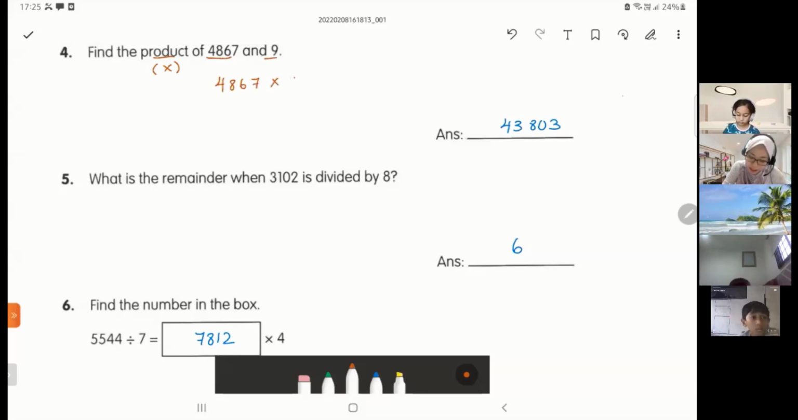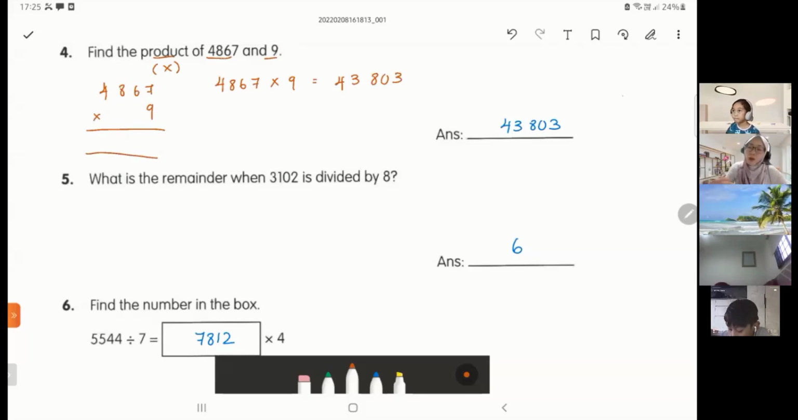4867 times 9. You're supposed to do the working. You should know how to do your working, right? The answer is 43803. How does the working look like? 4867 times 9, like this, and then you do your working. Okay, I'm not going to go through the working. You should know how to do.